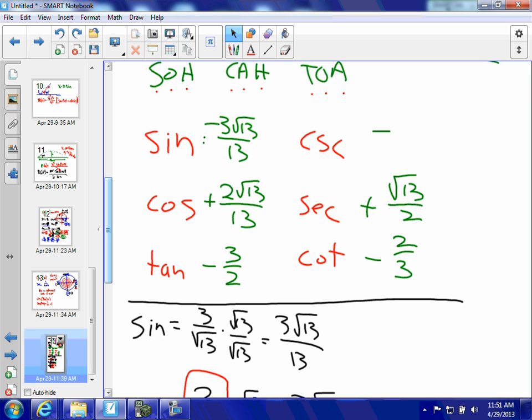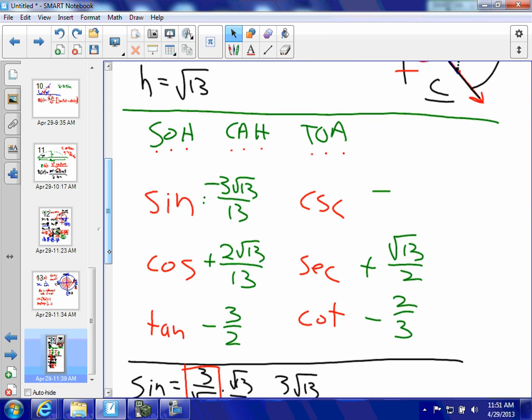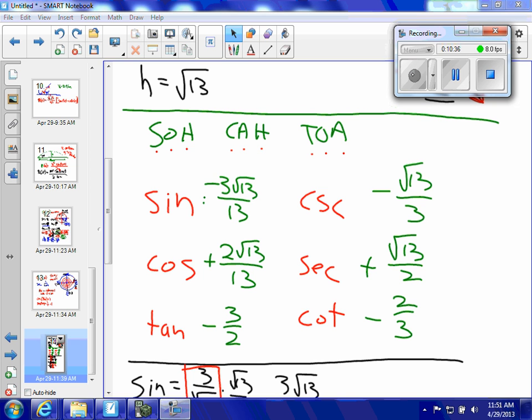And my cosecant is going to be the reciprocal of my sine, which before I rationalized it was 3 over radical 13. So this is going to be negative radical 13 over 3. And those are my 6 trigonometric functions to solve this problem.